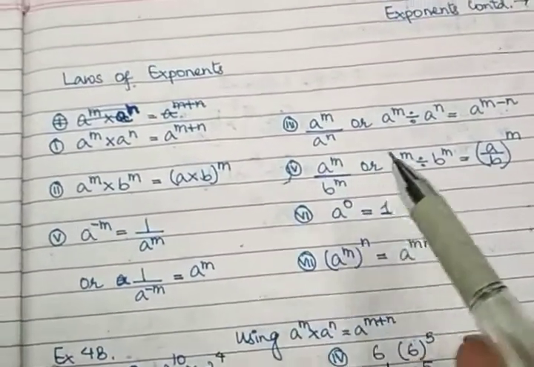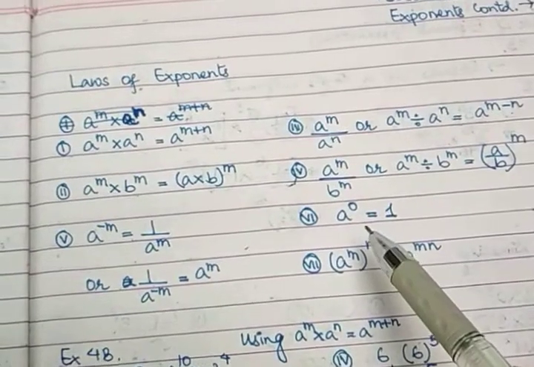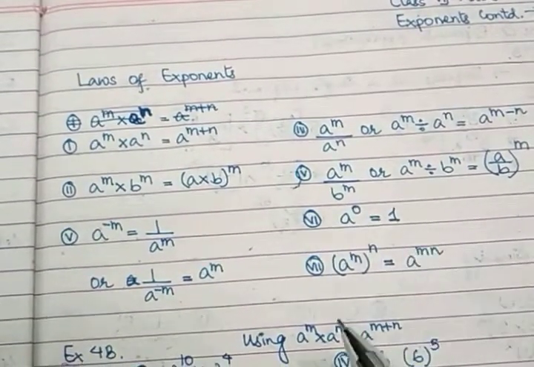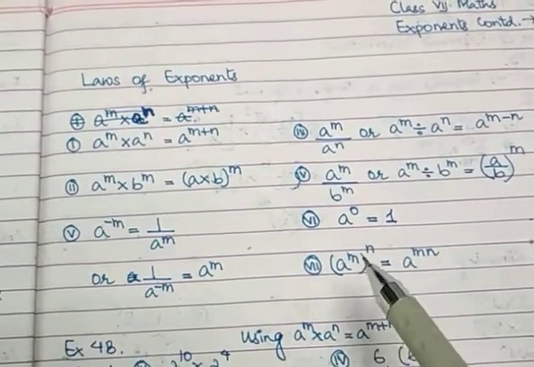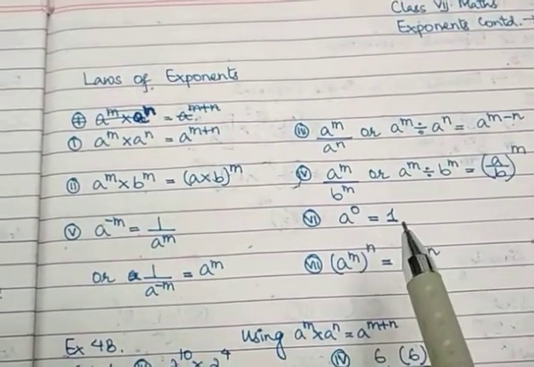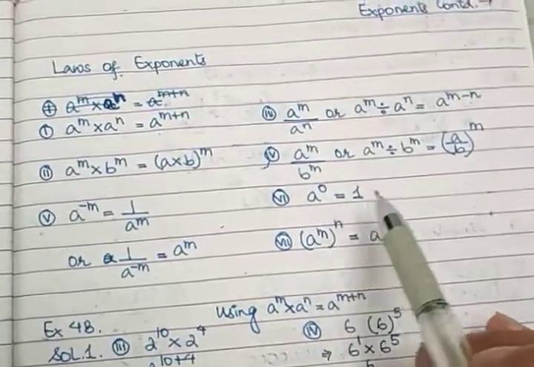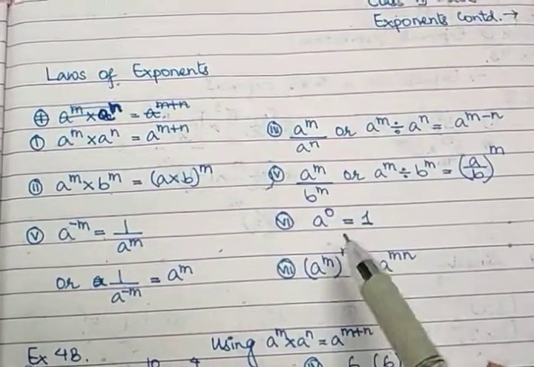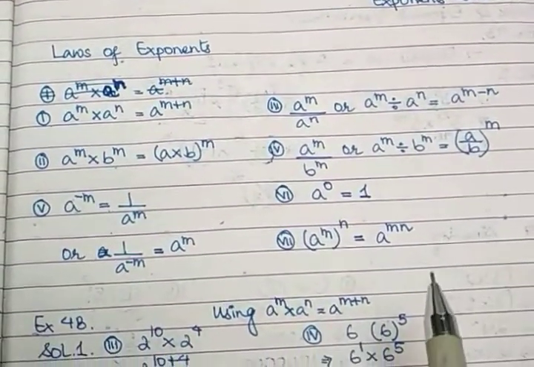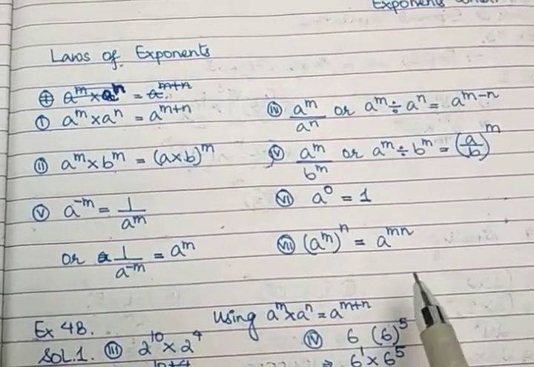Okay, and the sixth one we have here is e to the power 0 is equal to 1, or what you can say is anything to the power 0 is 1. Anything, remember, no matter how big the number is, if the power is 0, you can simply write your answer as 1.